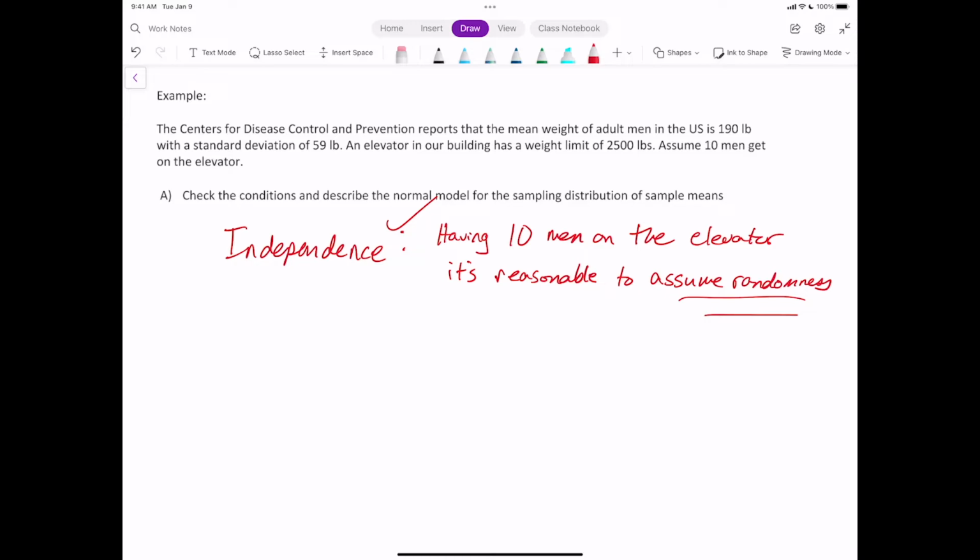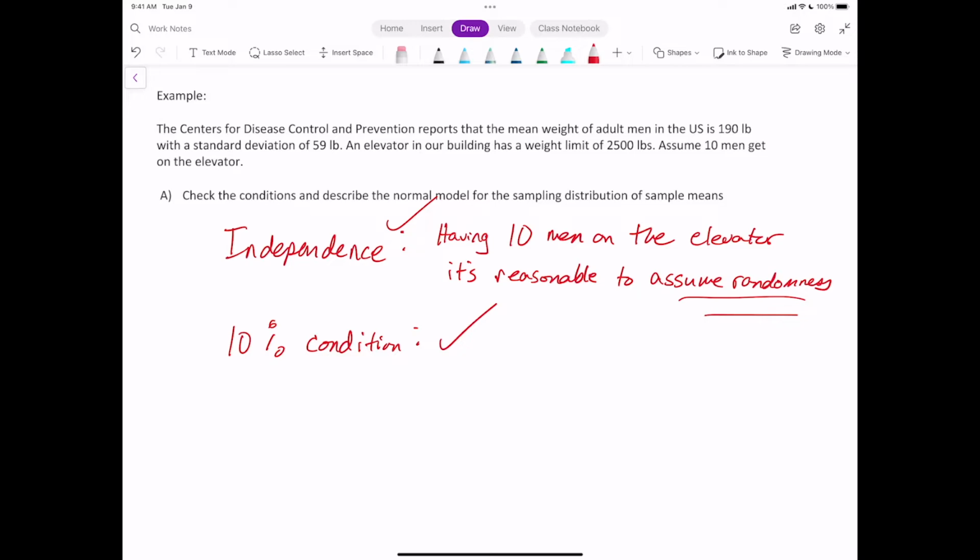Okay, so once again, independence, it's nothing you could really verify. It's just something that, is it reasonable to assume that they're independent? Yeah, it's reasonable. Okay, what else do we need? We need the 10% condition. Remember, we have to be less than 10% of our population. Well, certainly 10 men is way less than 10% of all the men in the world, so the 10% condition is certainly good to go.